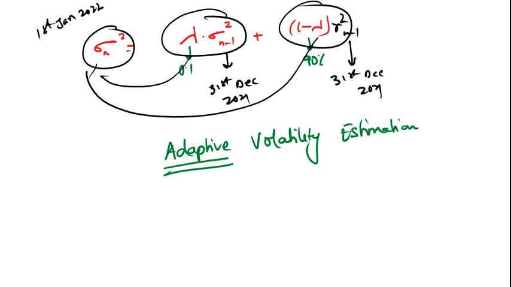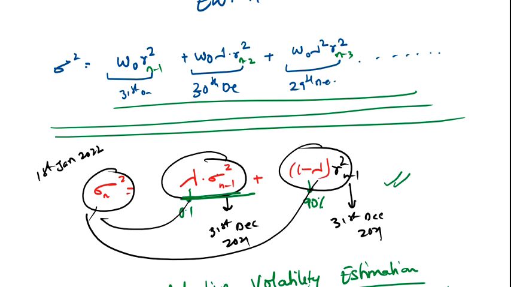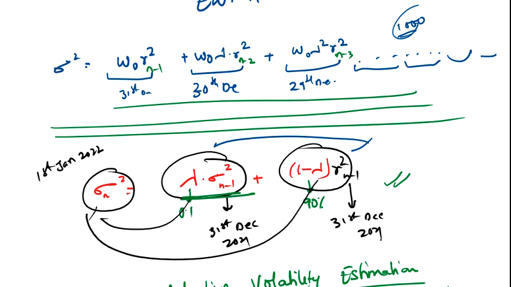Now you are using the word adaptive. Why? Because you are using the most recent volatility in your model. Clear? And definitely you are estimating the volatility. Clear? Now this formula is easy compared to this formula, because if you have 1000 days of returns, you have to do the same calculation for 1000 days, but this simplifies to only two terms, that is the recent volatility and the recent return.